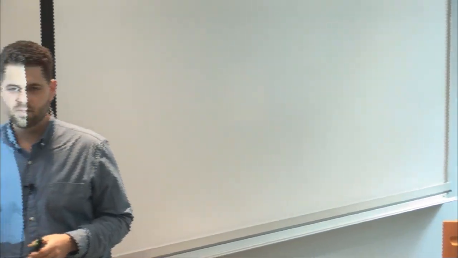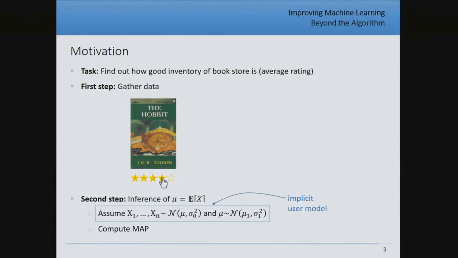Notice that this is, in principle, an implicit user model because it somehow assumes how the data was generated. And then in the second step, you would just compute the MAP estimate for your mean parameter. So that should help us reduce the variance in our estimates, but I'm going to argue here that this is not the only way to do this.